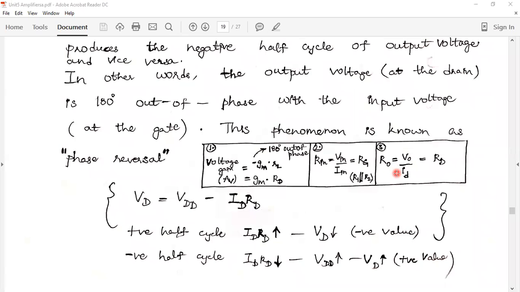Ro is equal to Vo by ID. Vo is the output voltage, and the output current is ID. I can treat this output resistance as the drain resistance, RD.